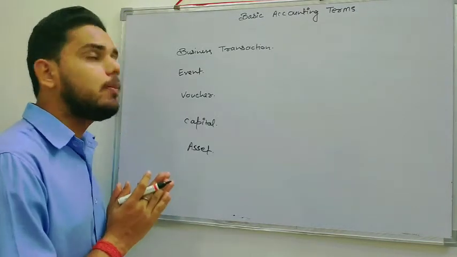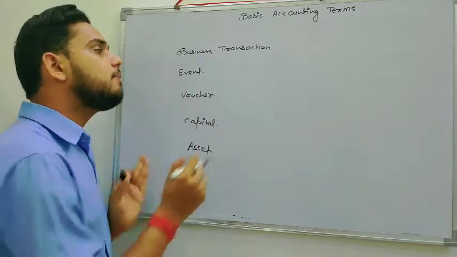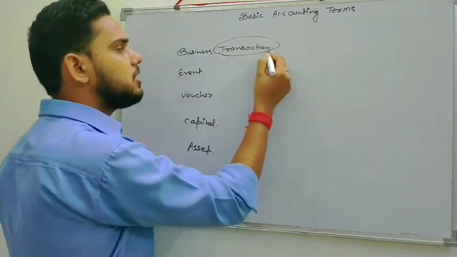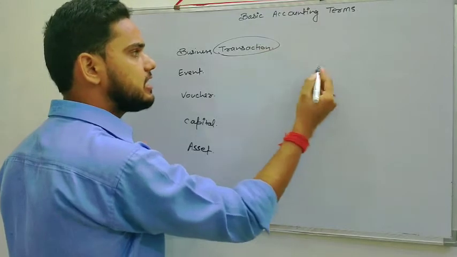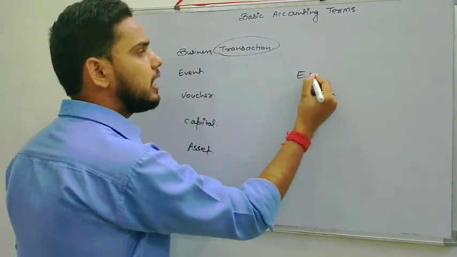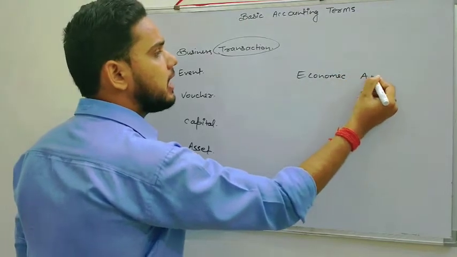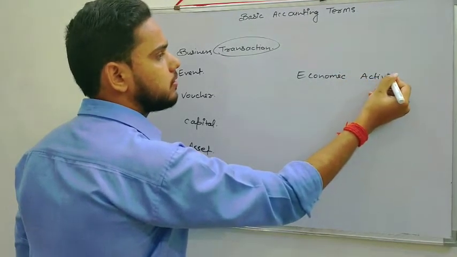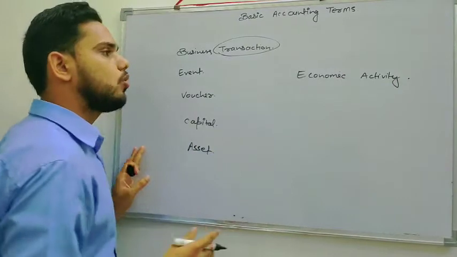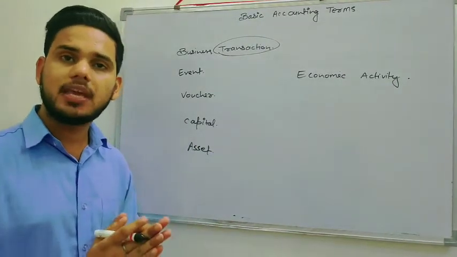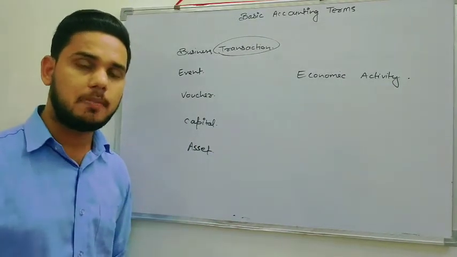So the first term is business transaction. Now what does transaction mean? We have already discussed it. I have told you that any human activity can be categorized in 2 ways. First one is economic activity, the other one is non-economic activity.